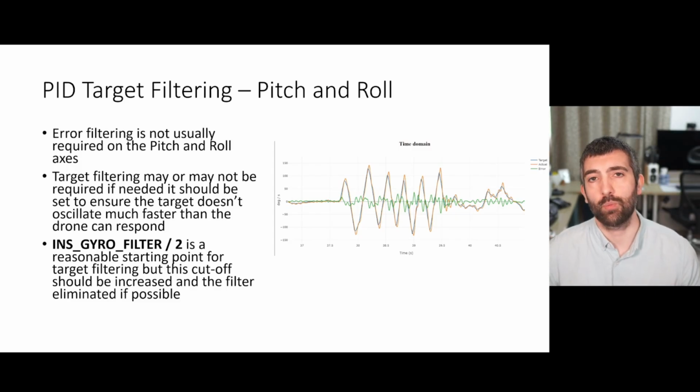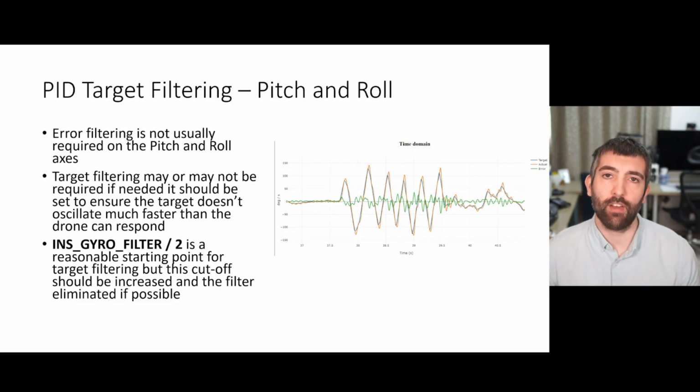On the pitch and roll axis, we have a derivative term that damps the oscillation. So that means we don't need error filtering. Target filtering may or may not be required. It depends how responsive your drone is and how fast the target ends up moving.